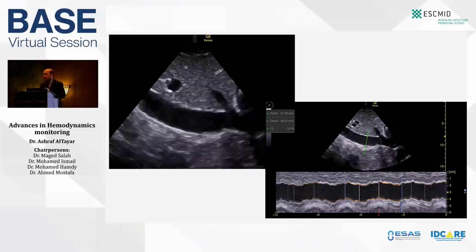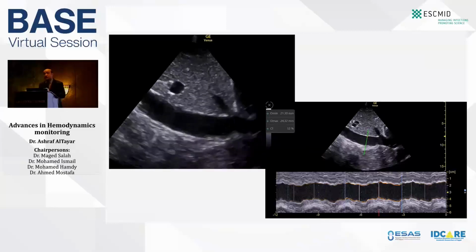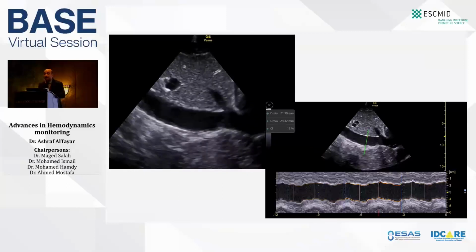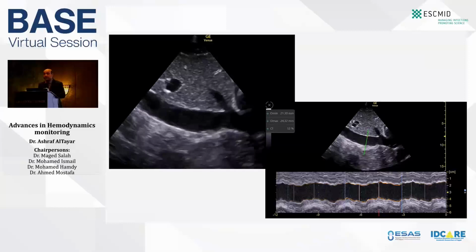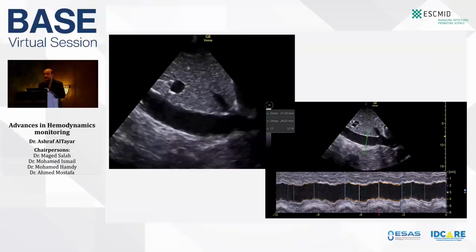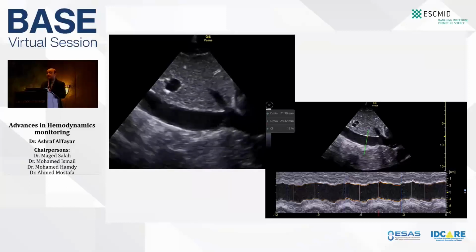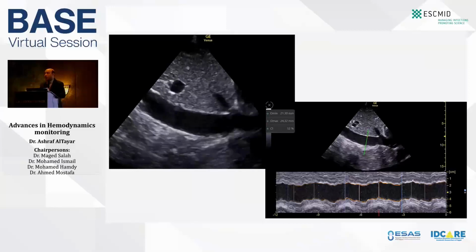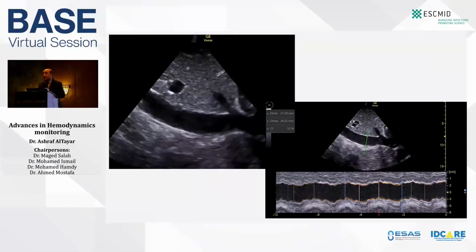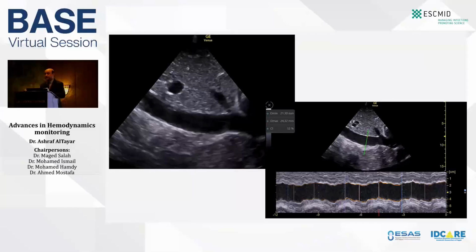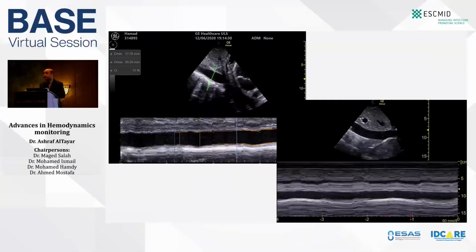Once you get it right, the machine will automatically find, from inner wall to inner wall, the IVC size. This is when it collapses. This is the difference between the maximum size and the minimum size, and it gives you a calculation of the collapsibility index. Collapsibility index of 12%, 15%. It has to be more than 15% to be very straightforward in answering that the patient needs fluid. Otherwise, in the gray zone between 20% and less than 50%, nobody knows if the patient is fluid responsive or not.